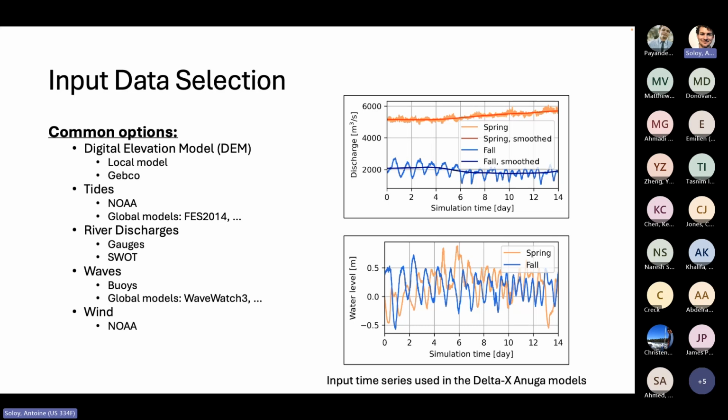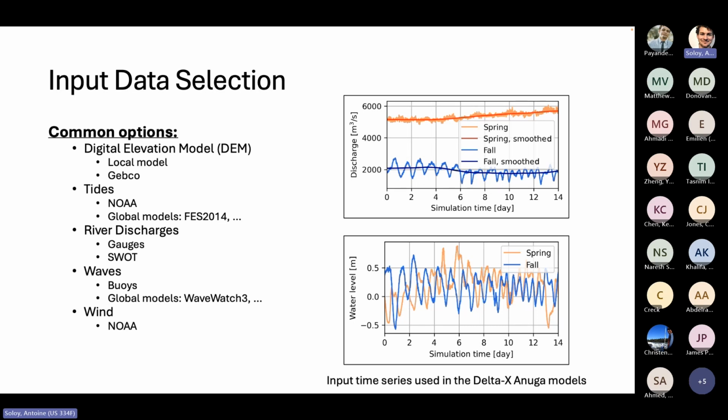Tides are available usually through water level gauges. You can find them on the website of NOAA. You can also use the output of a tide model. Some are available at global scale as well. Here you have the example of FES 2014. River discharge are also available through gauges usually. I believe in the future, SWOT will be able to provide such data as well.